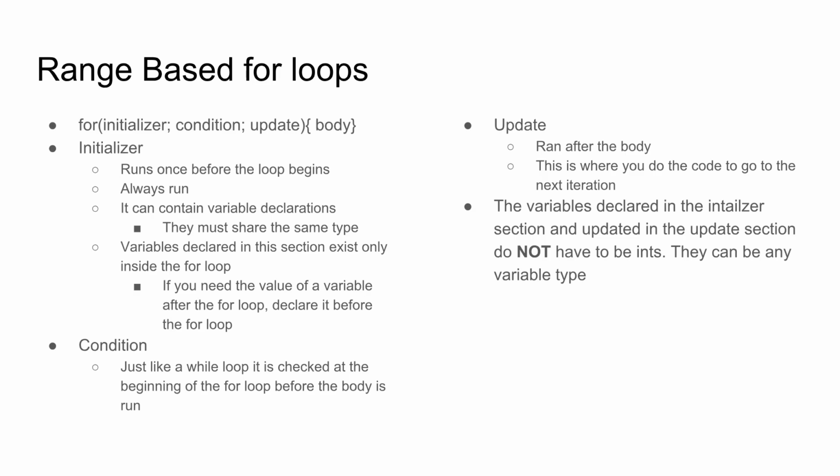The condition is just like the while loop condition, or whatever condition you want to hold true. It can be a less than, greater than, and it can be as complicated as you want it to be, or as simple as you need it to be. It'll be checked before the for loop is run. Then there's the update section. This will be run after the body. This is normally where you put your portion of code to move you to the next iteration. The variables declared in the initializer section and update section don't have to be ints. They can be any variable types. You can do more than just plus plus or plus equals or minus equals. You can call functions there and assign to them and be as complex as you want it to be.